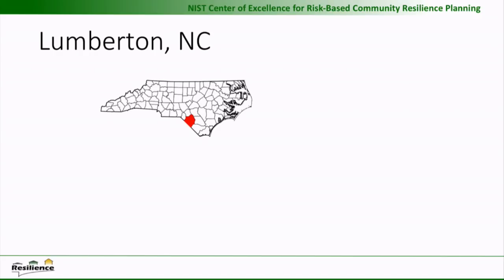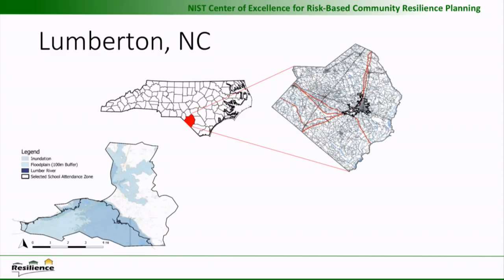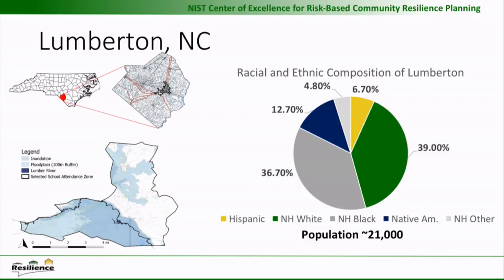So here you see the location of Robeson County in the state of North Carolina, and within the black boundary is the city of Lumberton, and this is our study site. And below our study area and also the inundation from the flooding, as well as our selected school attendance zone, which I'll talk about in just a moment. So you see Lumberton is quite inland from the coast, but still had significant impacts from the hurricane.